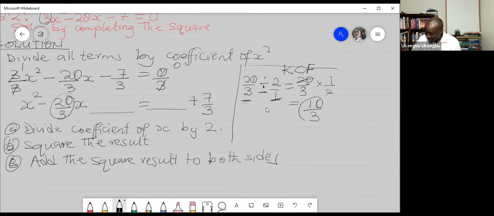This is the magic number here, this one. And it's actually a negative. So don't forget the negative if it is a negative.